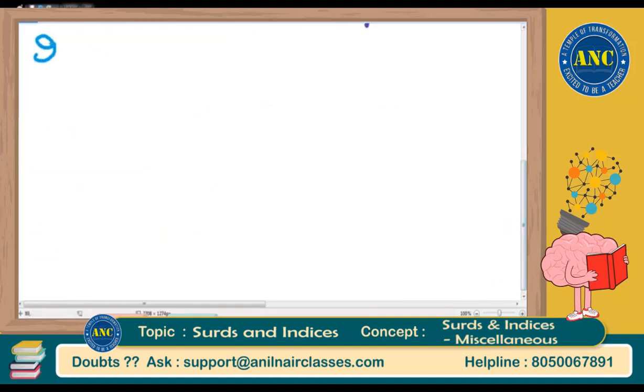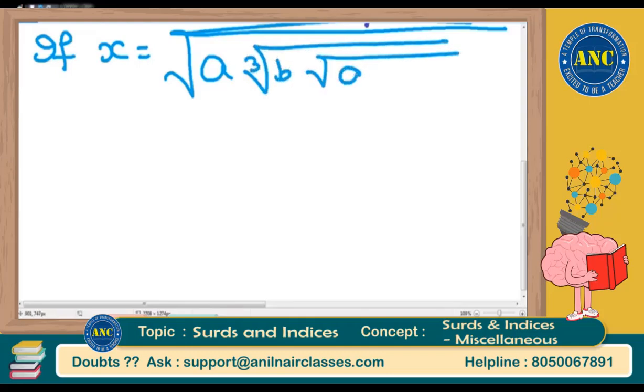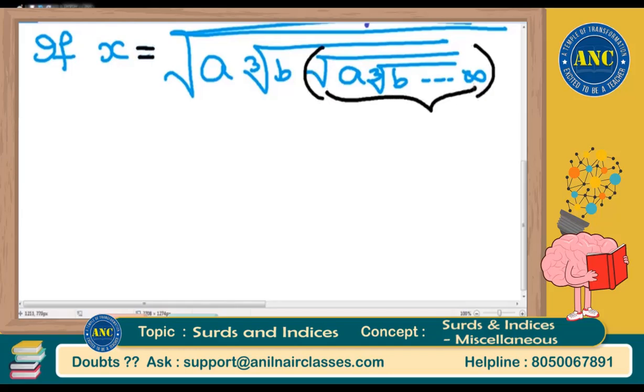Suppose another question I will tell you. Suppose the question is: if x is equal to square root of a cube root of b, again square root of a, cube root of b, and it continues till infinite times. Can I say that if this entire thing is given as x, from here the entire thing also will be x itself? Try to do it, sir.